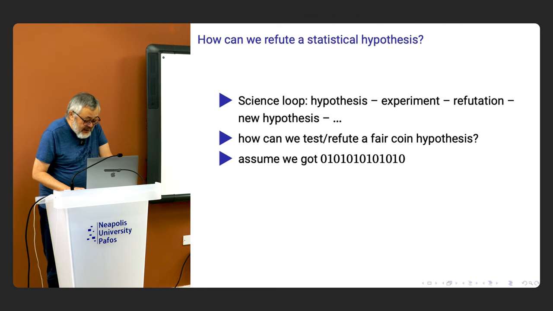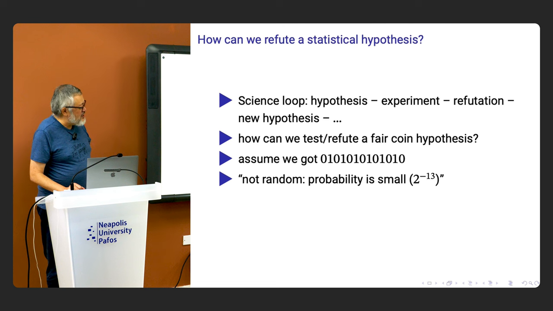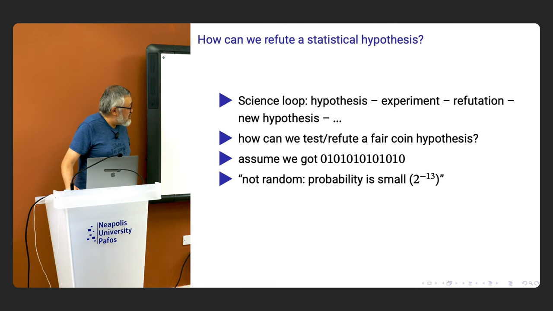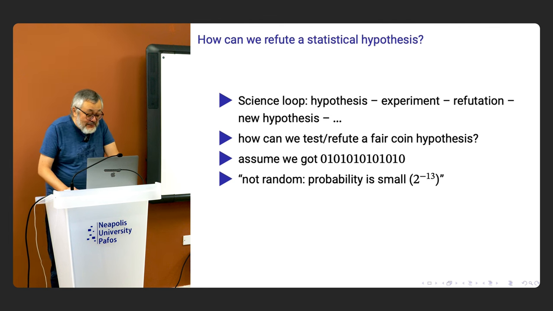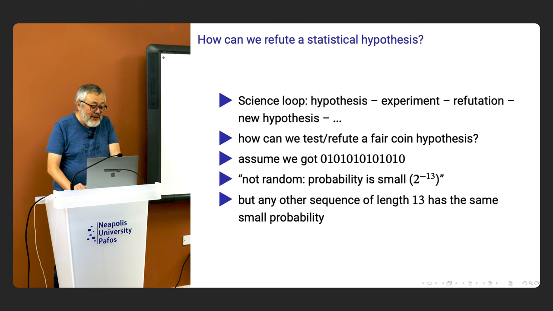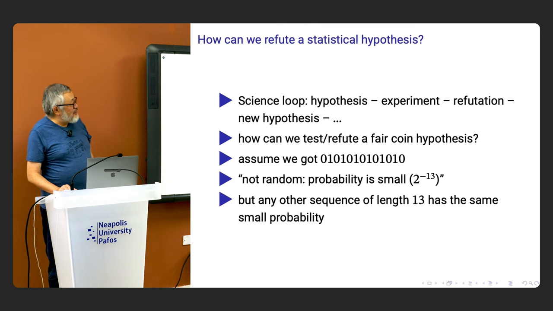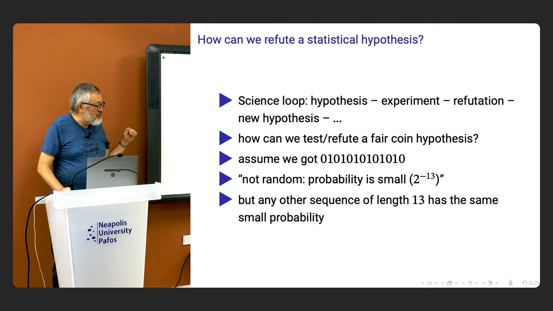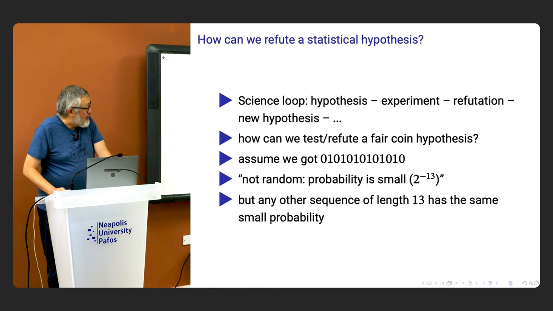Of course, we can say that this sequence has a very small probability. So we say that, no, it's not possible because the probability to get the sequence is very small. If I am not mistaken, there are 13 bits, so it's 2 to the minus 13. And the problem is, of course, that any other result of the experiment also has the same small probability. So if we think that this probability is small enough to reject the hypothesis, then why don't we reject the hypothesis in the other cases? And it's quite a serious problem.